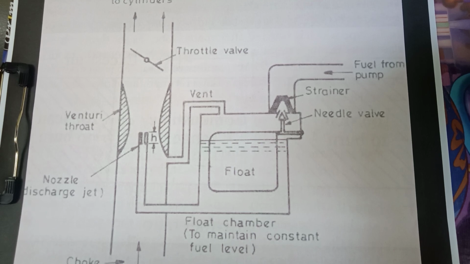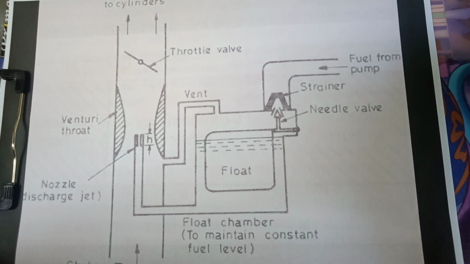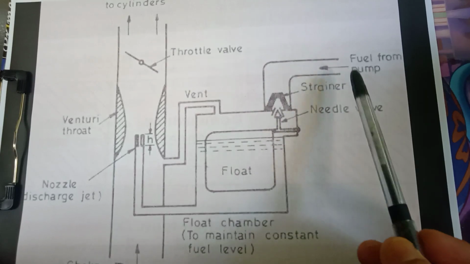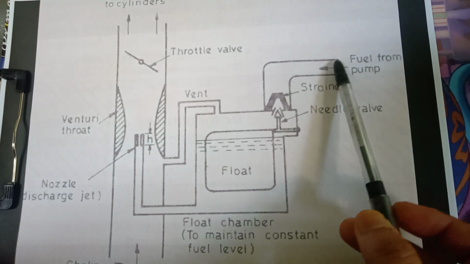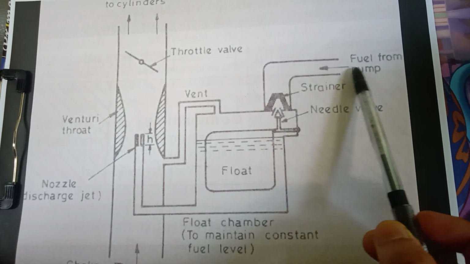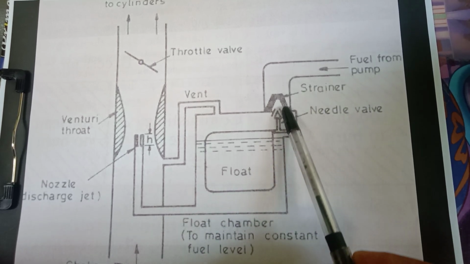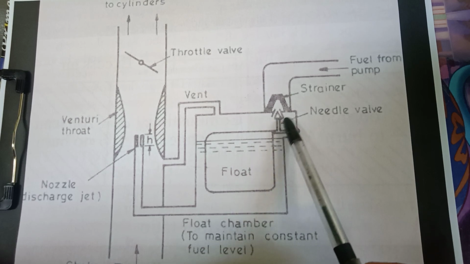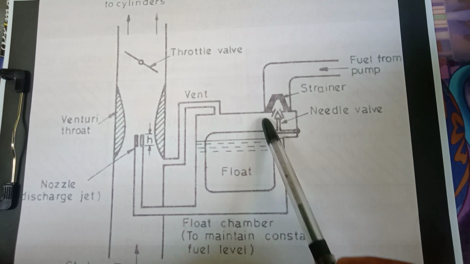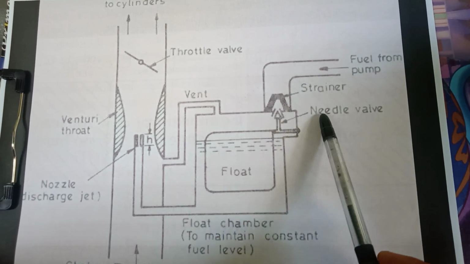So this is the schematic diagram of the simple carburetor. The figure in front of you is a simple carburetor, in which this is the fuel inlet of the carburetor. The fuel from the fuel tank goes through this pipe, and then this fuel passes through this particular device called a needle valve.